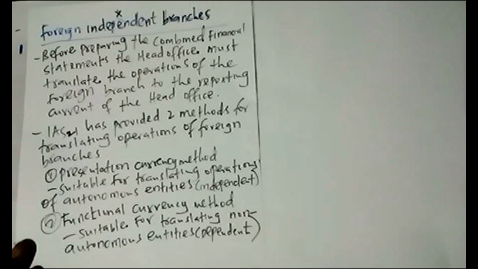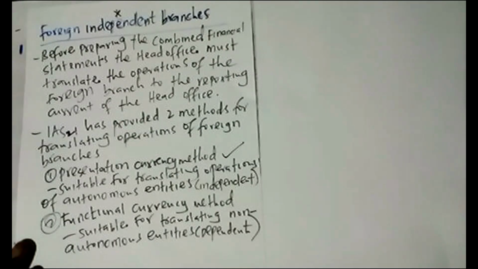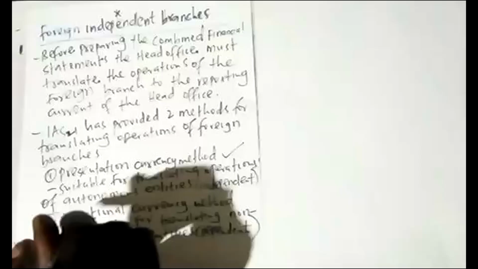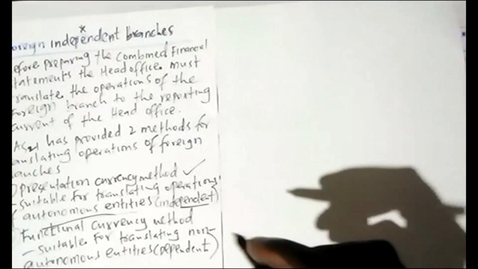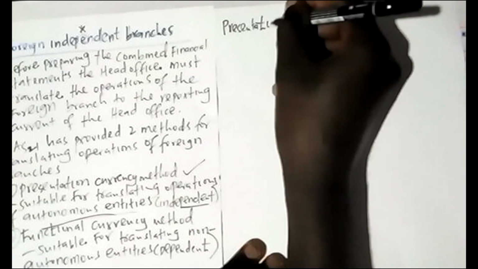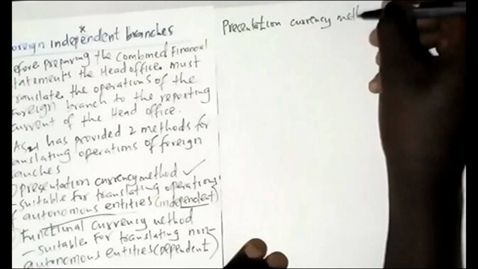On this scenario, remember that we are dealing with foreign independent branches. So the one which is suitable is presentation, because it is suitable for translating operations of autonomous entities, and autonomous entities are independent. So that is the one we need to know how to translate its items. Now to translate the items, I will start with the presentation currency method.